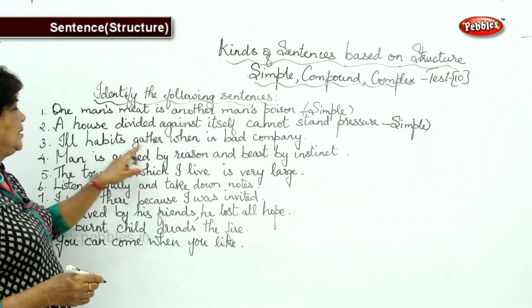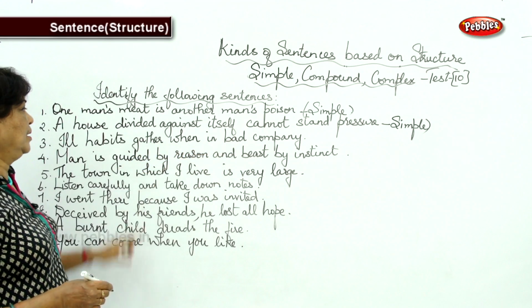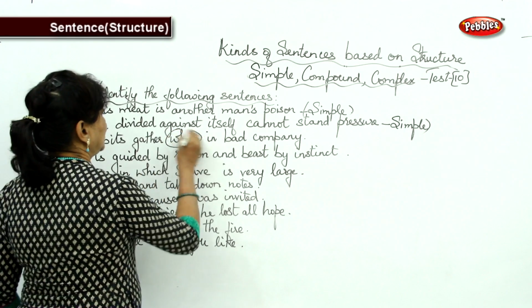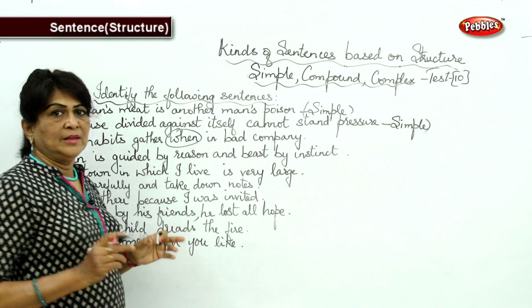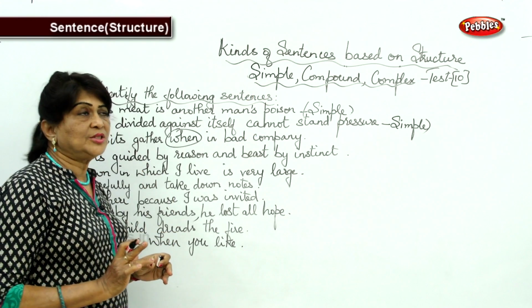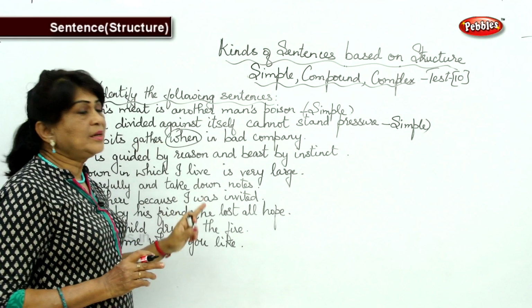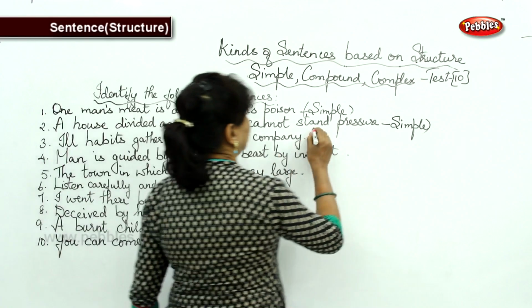Ill habits gather when in bad company. Now you can find the subordinate conjunction here. So what is it? It is a complex sentence. If you have a coordinate conjunction, it is a compound sentence, and when you have a subordinate conjunction, it is a complex sentence.